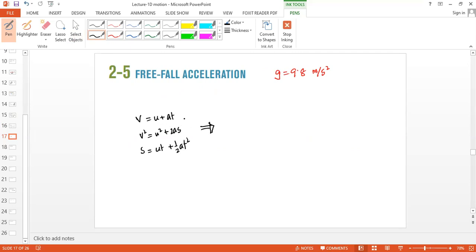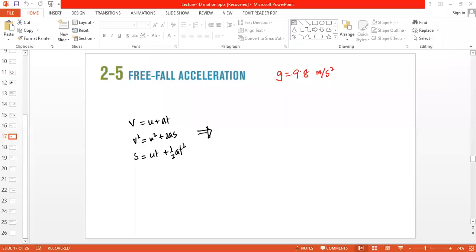In that case, we can write a new set of equations. We just have to replace a by g, like v equal to... sorry, my PowerPoint is creating problems. So, right. Can you see the slide now?